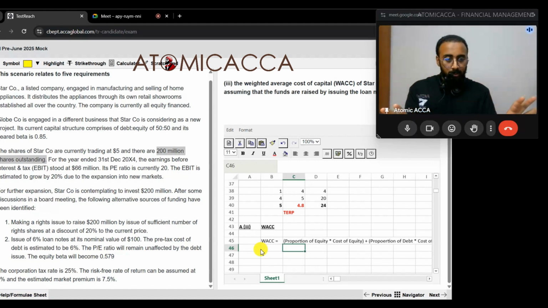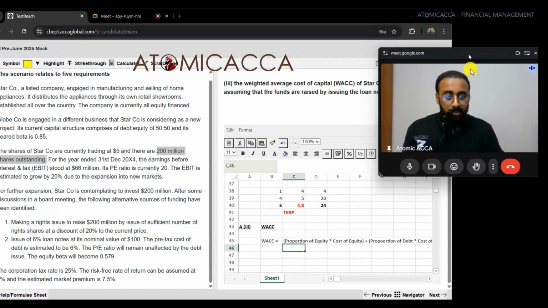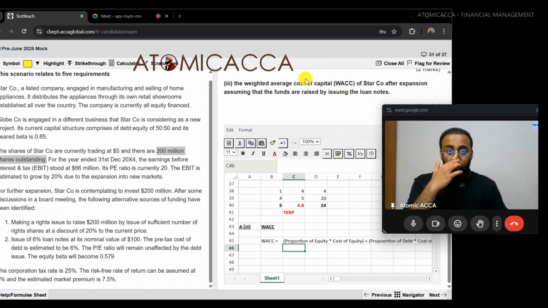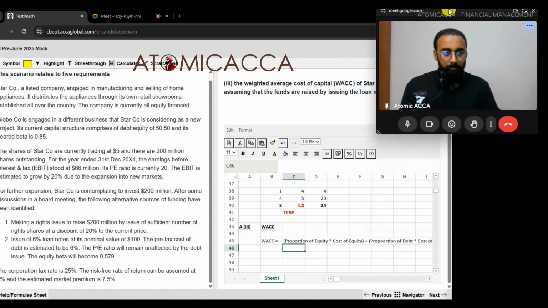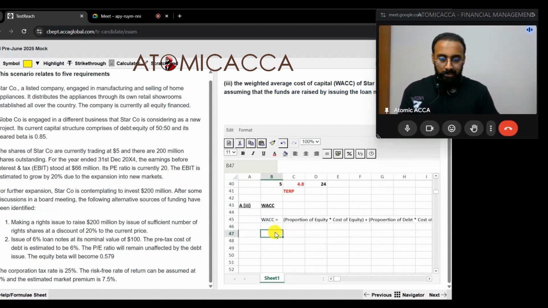This is the key idea over here. Cool. What is the question asking? Question is asking: find the WACC of Star Company after expansion, assuming that funds are raised by issuing loan notes. That means the company currently has sources of finance. Company currently is all equity finance. That means equity is one finance. Next thing they told is that they are issuing loan notes. That means debt is another finance.